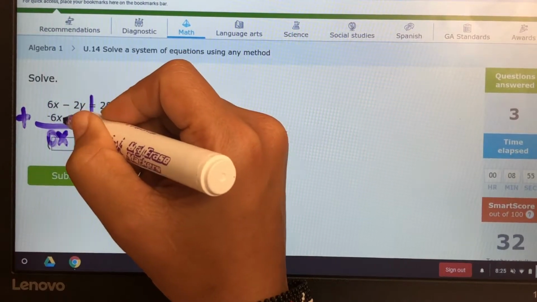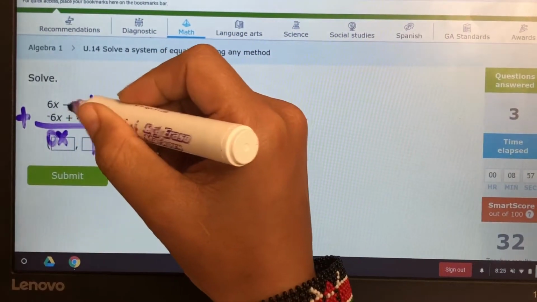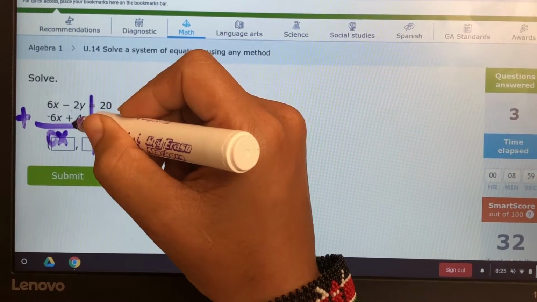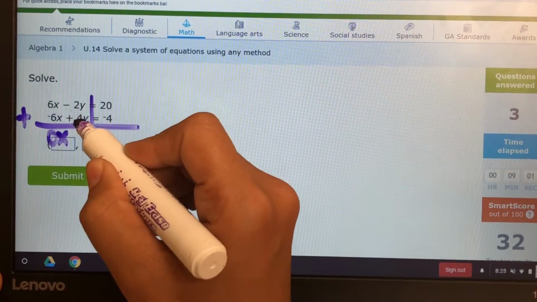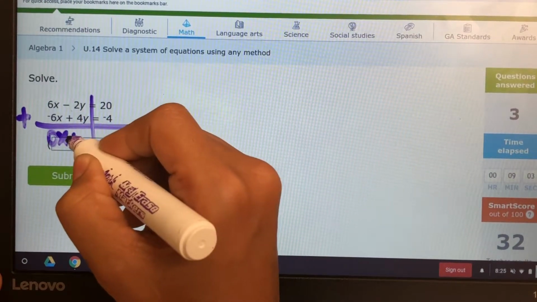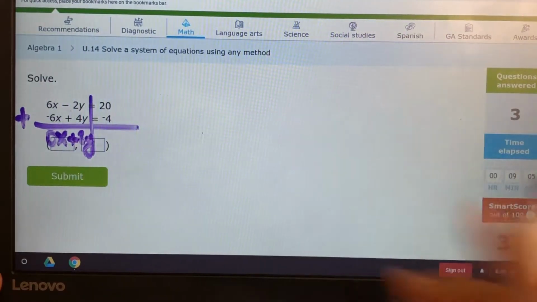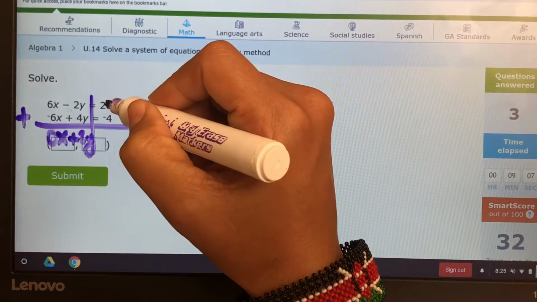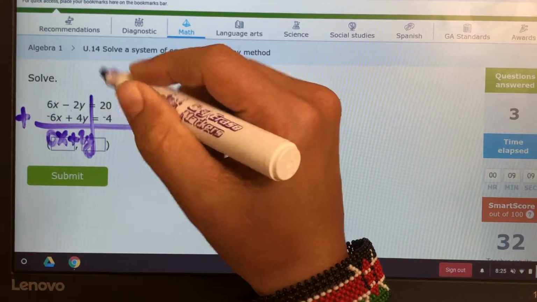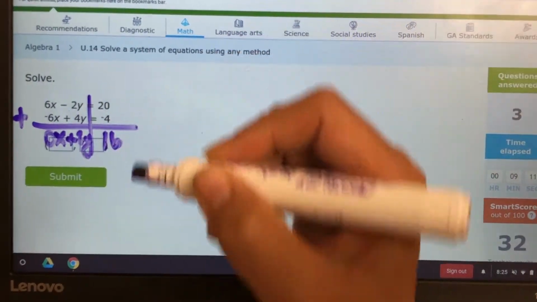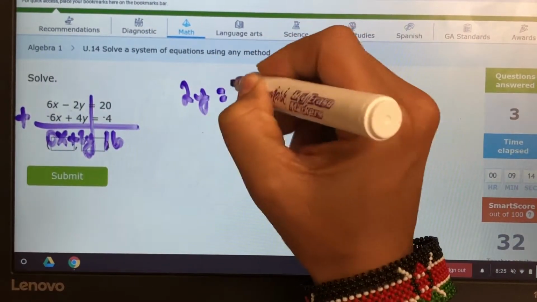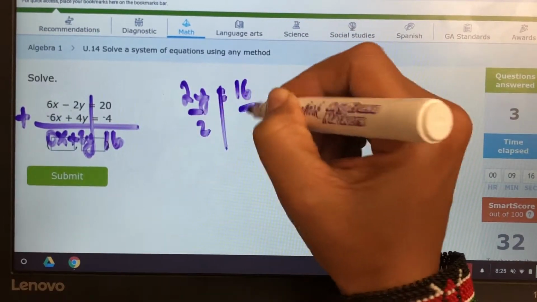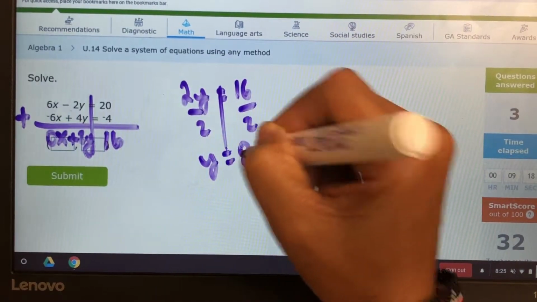And then negative meets positive. They're going to fight. Who wins? The positive wins by 2 because I got more people. So I got positive 2y. And then I got positive meets negative. Who wins? Positive wins by 16 because I have more people. So I've got 2y equals 16. Divide by 2. y equals 8.